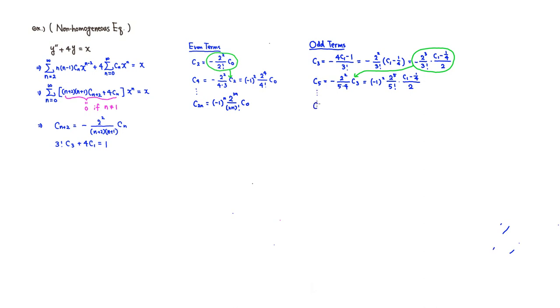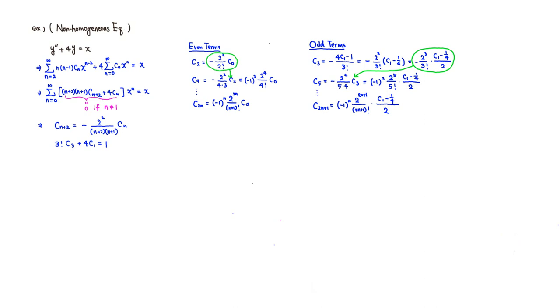So C2n plus 1 is going to be equal to negative 1 to the n, and it's going to be 2 to the index power, so 2n plus 1, over the index factorial. So 2n plus 1 is the index factorial. Then you have this kind of strange expression, C1 minus 1 quarter over 2. So we got the odd coefficient and the even coefficient there.